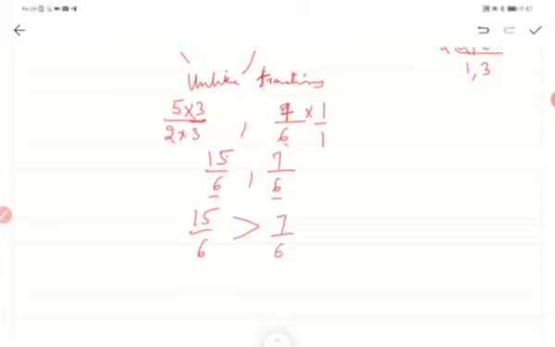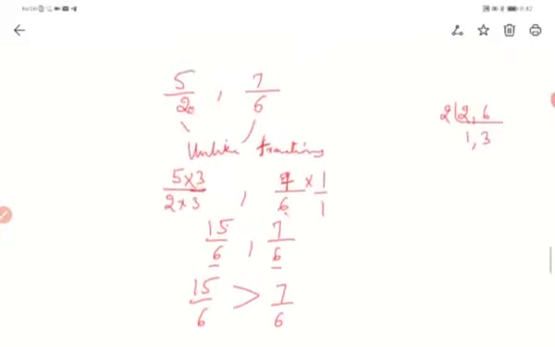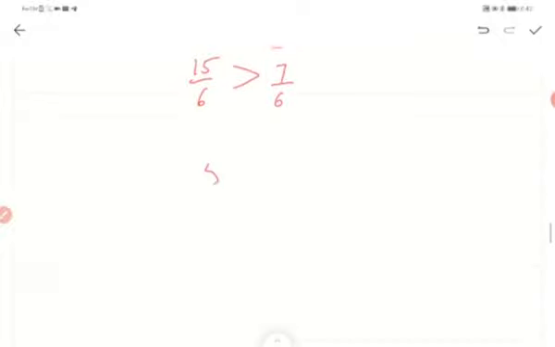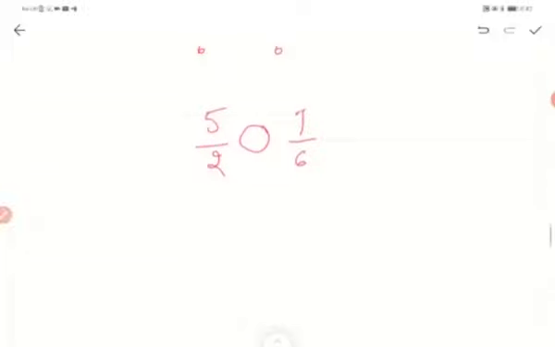Okay, this is how you do it for your unlike fractions. See, the easy method you have. There is one more method I will show you, which is called the butterfly method. So we had two numbers, 5 by 2 and 7 by 6. Let's have a bubble in between them. This is the first step you will do.